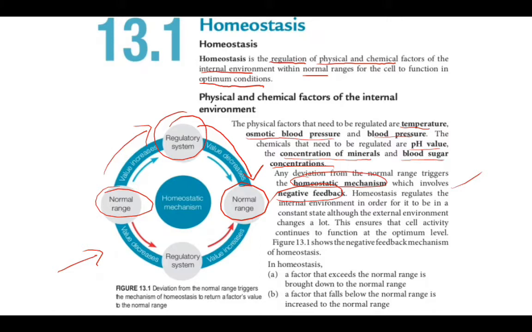Okay? Begitu juga, this is the normal range if the value decreases. So regulatory system akan bertindak supaya value itu increase back to normal range. Okay? So in homeostasis, the factor that exceeds the normal range is brought down to normal range, and the factor that falls below the normal range is increased to the normal range. Itu yang kita panggil sebagai negative feedback. We bring to the normal situation.